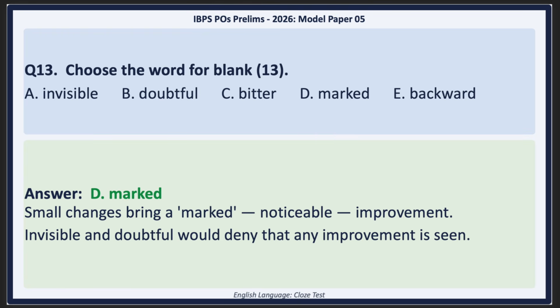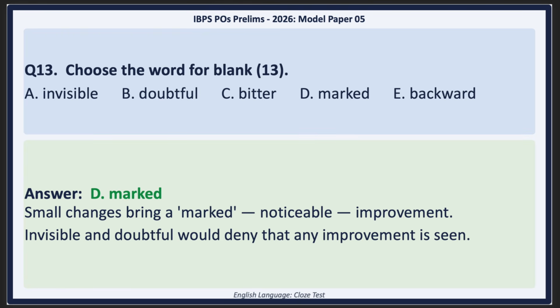Correct. Option D, marked, meaning noticeable or evident, carries the correct positive charge. Words like invisible or doubtful possess a negative semantic prosody. They fundamentally clash with the sentence's trajectory. It's like playing a sad minor chord at the end of a really upbeat pop song. It just feels wrong. That is a highly accurate analogy.